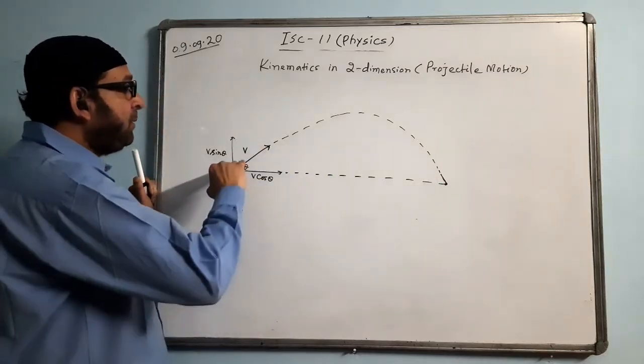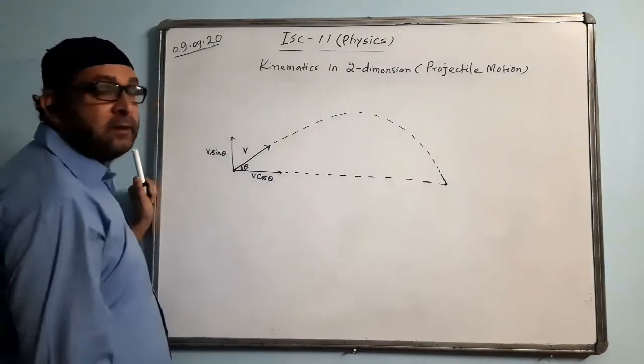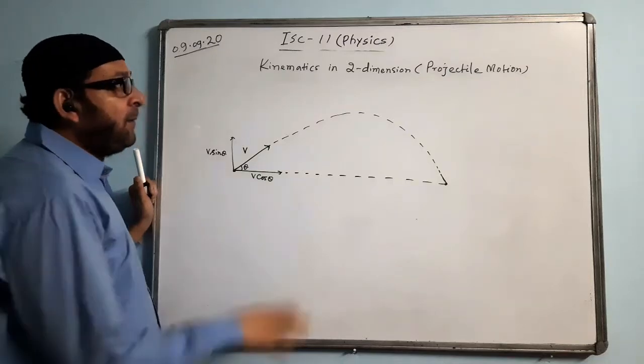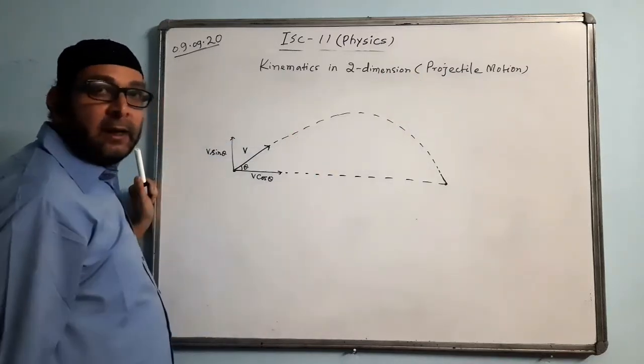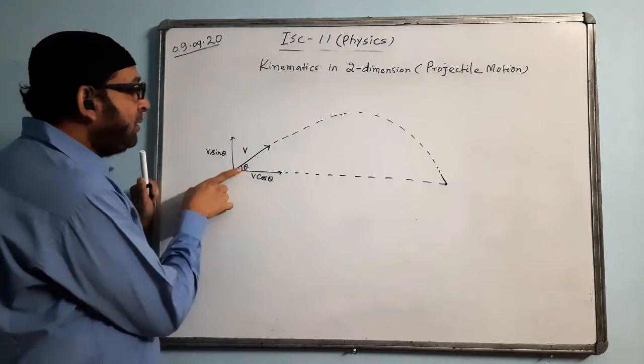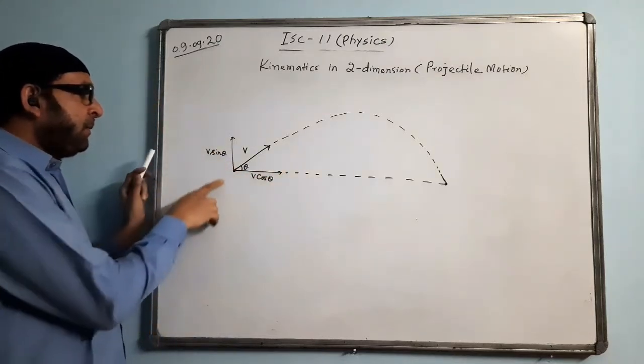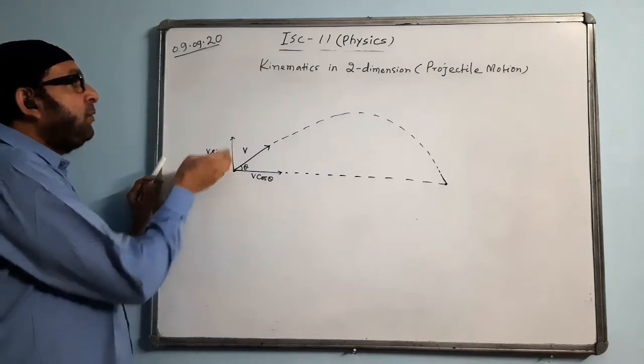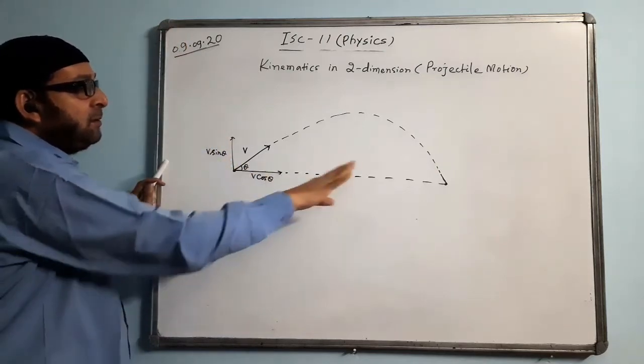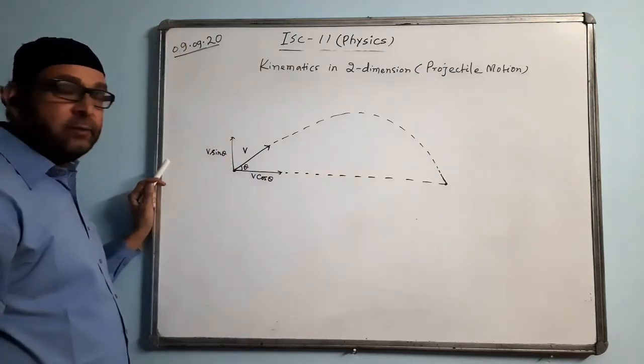There is a shape in geometry called a parabola. This shape is called parabola, a parabolic path, or we call it projectile motion. That means the body has horizontal motion and vertical motion simultaneously. This component is responsible for vertical motion, and this one is responsible for horizontal motion.